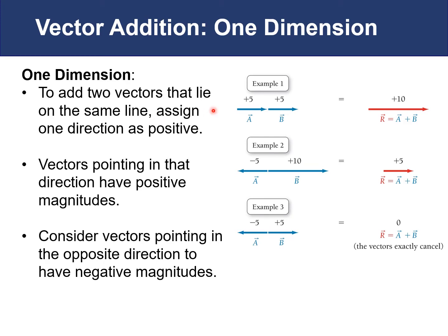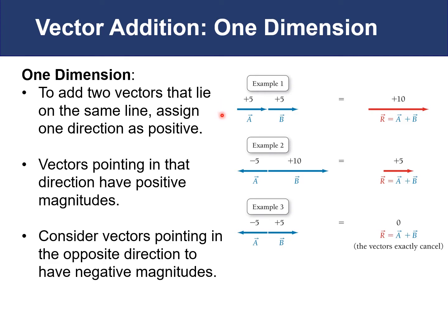This occurs when both of your vectors lie along the same line. So to add two vectors that lie along the same line, you can assign a particular direction as being positive and the other one as being negative. Then you add the two together.